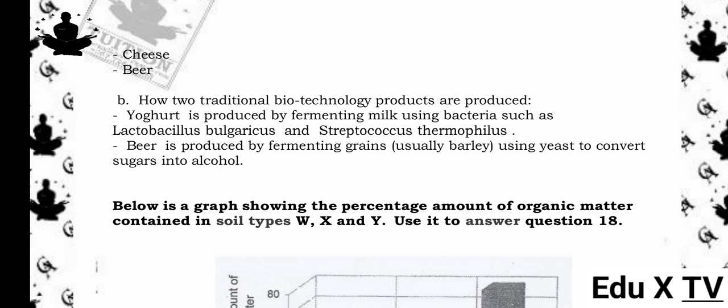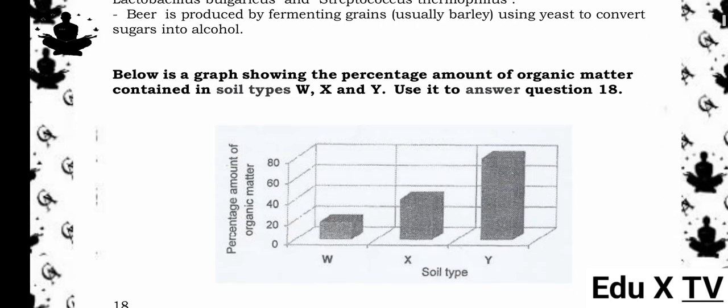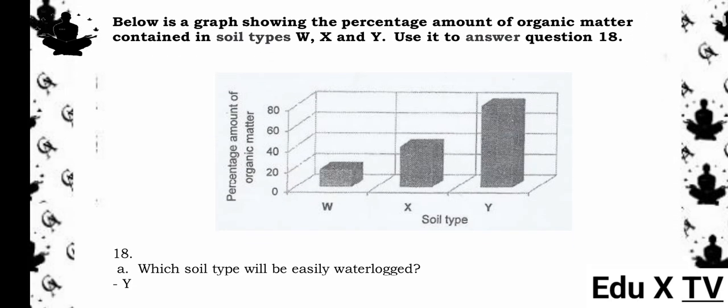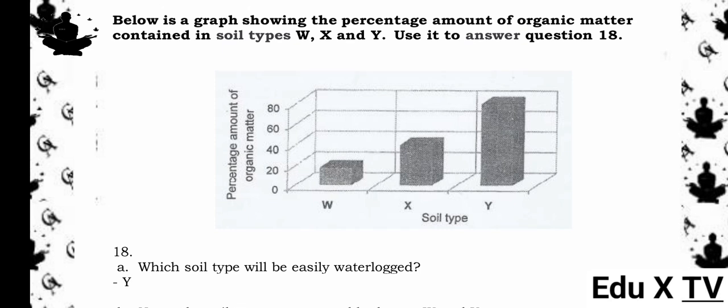Yogurt is produced by fermenting milk using bacteria such as Lactobacillus bulgaricus and Streptococcus thermophilus. Beer is produced by fermenting grains, usually barley, using yeast to convert sugars into alcohol. Below is a graph showing the amount of organic matter contained in soil types W, X and Y. Use it to answer question 18.